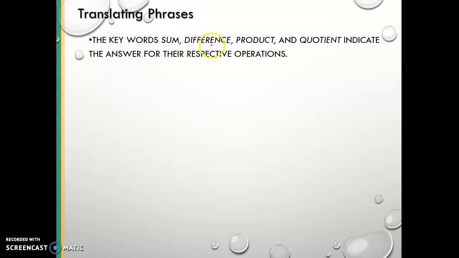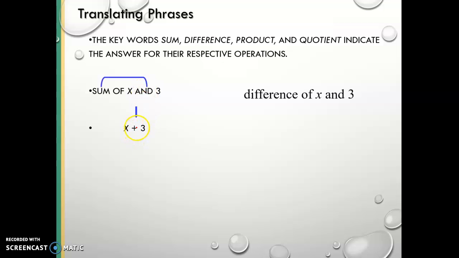Then the keywords sum, difference, product, and quotient indicate the answer of their respective operations. So, sum of x and 3. "And" represents addition. Okay? Add, plus. Difference of x and 3. The word "sum" indicates an operation which is plus. Okay? The difference of x and 3. So difference, and then "and."